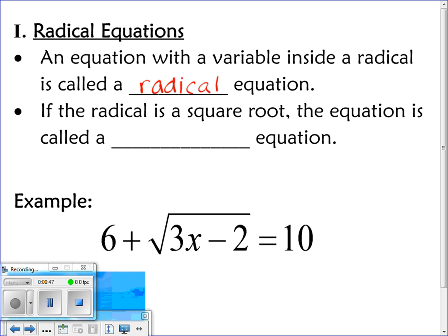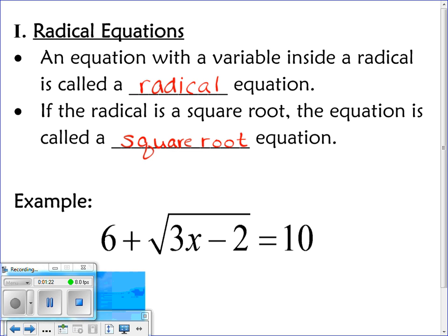All right, so far we've had square roots inside of our equations before. We've had that back in chapter 4, but now we're going to have different roots in there as well. If the radical is a square root, the equation is called a square root equation. Fancy terms, I'm not going to be particular on stuff like this, but just in case you see it or hear it.